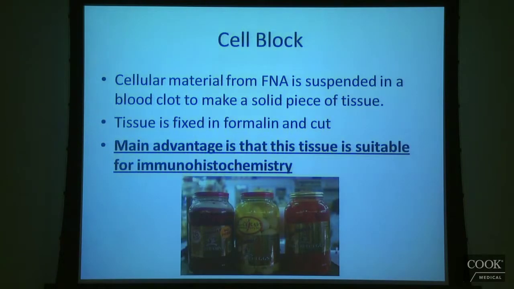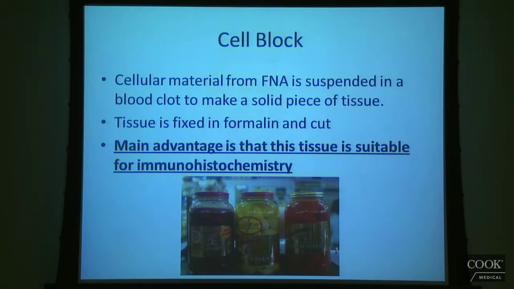But basically what you do when you make a cell block is you take the RPMI, that solution, and we'll actually introduce blood proteins into that solution. And what these proteins will do is they'll just make a clot. They'll just make a blood clot. And what that blood clot does is it'll basically end up sucking up all of the individual cells and groups of cells from the biopsy that are floating around in the solution.